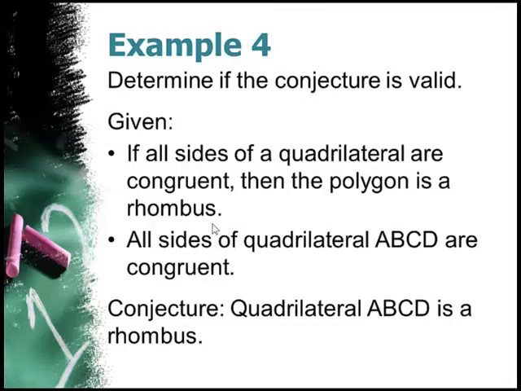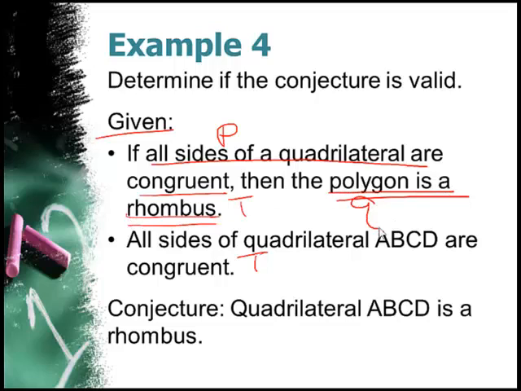Let's take a look at another example. So again, given, so these are assumed to be true, all right? If all sides of a quadrilateral are congruent, so that's the P, then the polygon is a rhombus. This is the Q part, all right? So if I draw my Venn diagram again, if all sides of a quadrilateral are congruent, then the polygon is a rhombus.